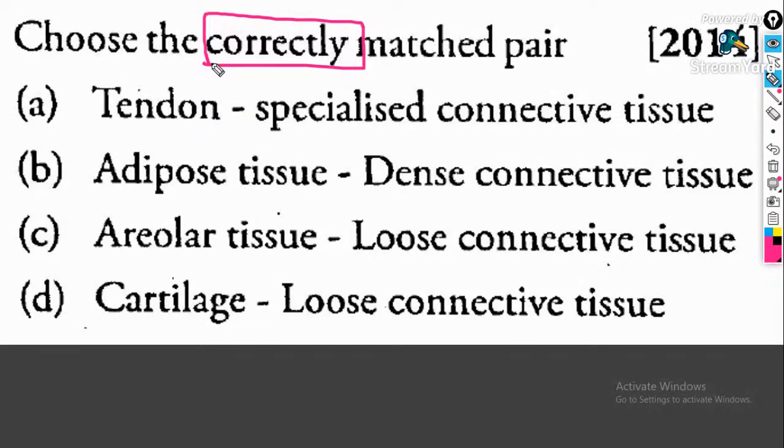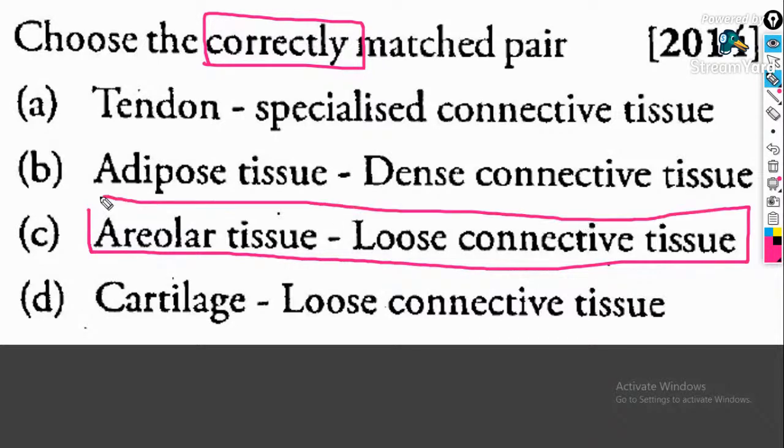Correctly matched pair. From the question, without even looking, you can see option C will be the correct answer. Areolar tissue is an example of a loose connective tissue. It provides flexibility and cushion. It acts as a cushion to all the body parts. Adipose tissue is not a dense connective tissue; it is also a loose connective tissue. While the tendon is not a specialized connective tissue, it is a dense connective tissue that connects muscle to bones.